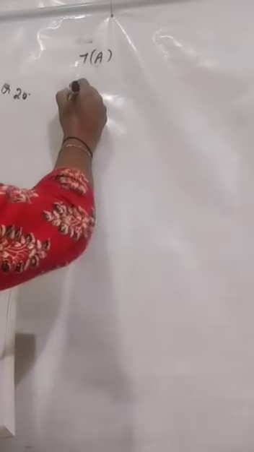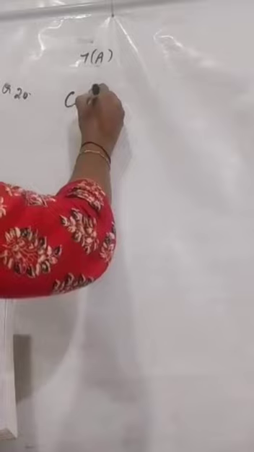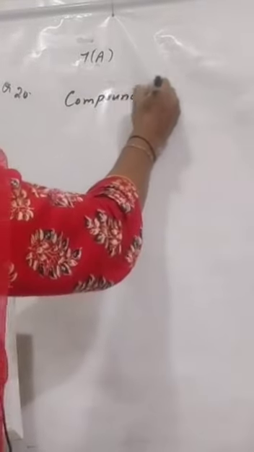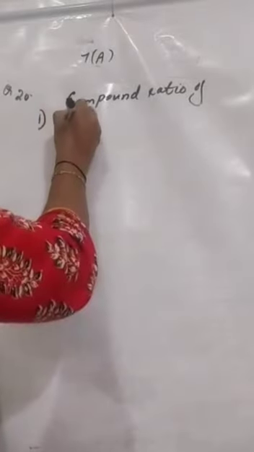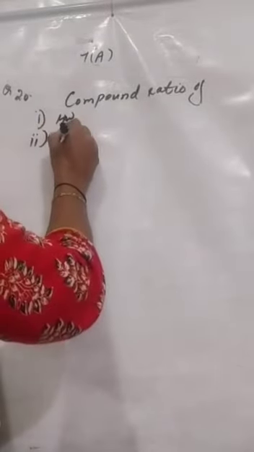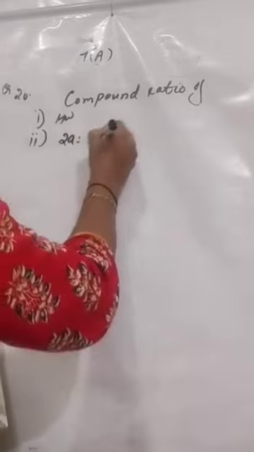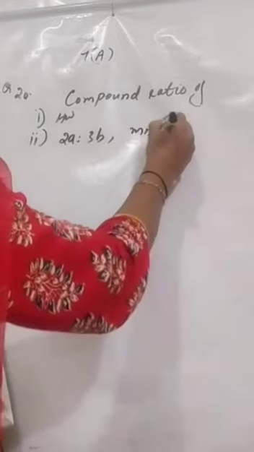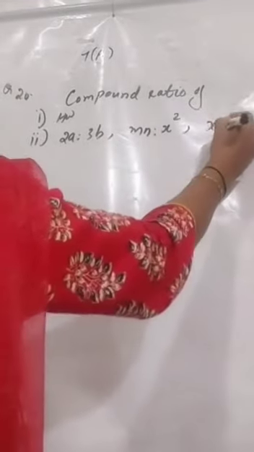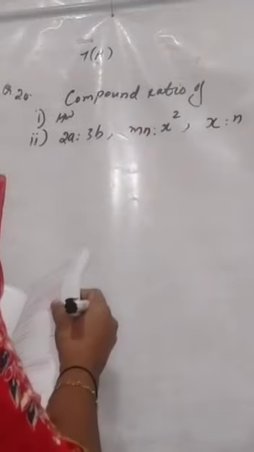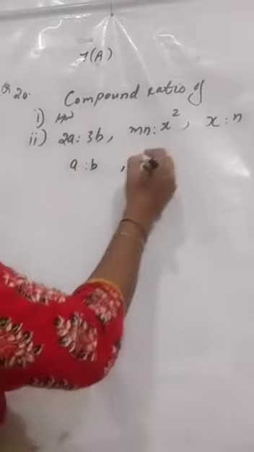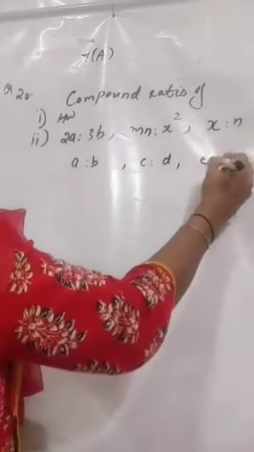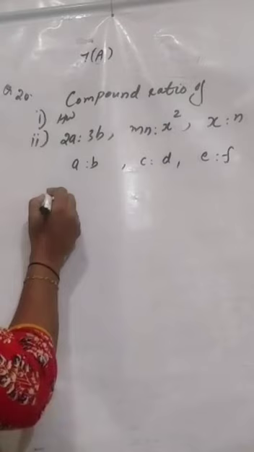Okay. Next is question number 20. Find the compound ratio of, first one homework. Second question: 2a is to 3b, mn is to x square and x is to n. How can we find the compound ratio of a is to b, c is to d and e is to f? How can we find the compound ratio?